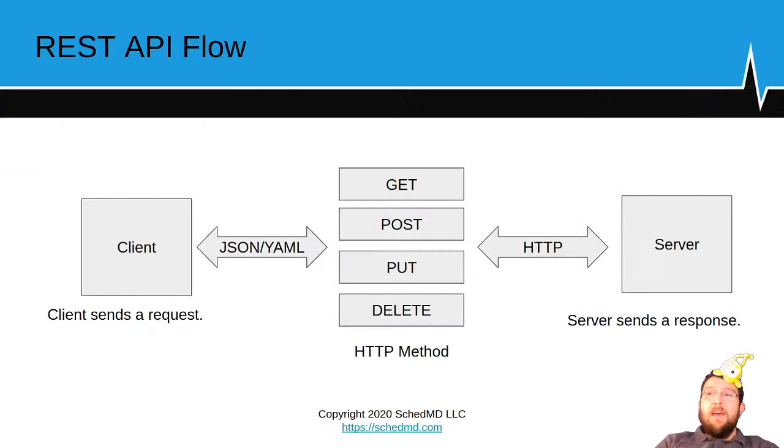REST API is an HTTP-based protocol for communicating with a server. Communications are done over clear text in a format that is readable by humans and machines. Clients make requests and the server responds appropriately.